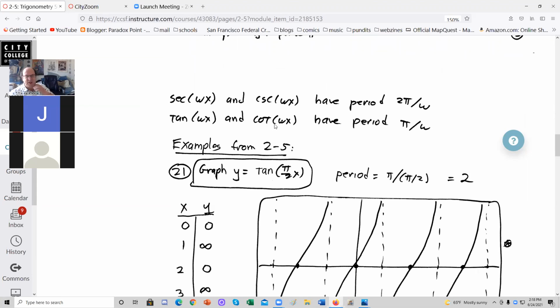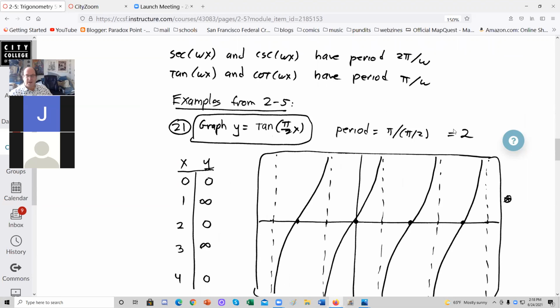Tangent has cotangent pi. So tangent x and omega x have period pi over omega. So that's some examples. And by the way, if you have a graphing calculator, all these problems you can basically do with a few push buttons. And I recommend you learn how to do some.